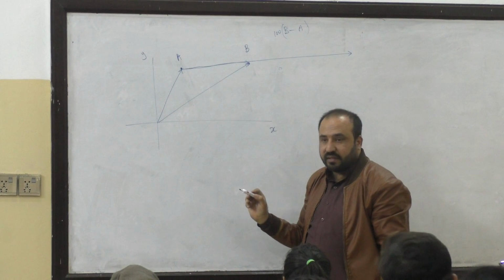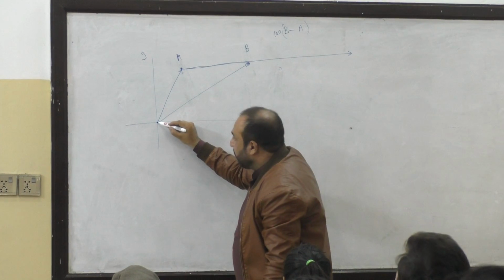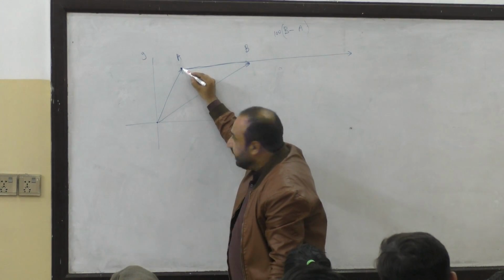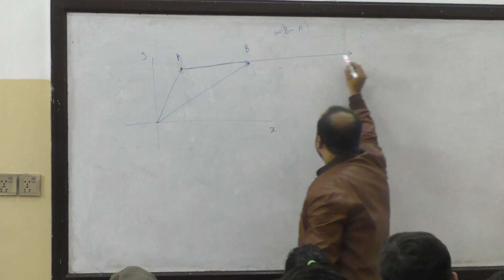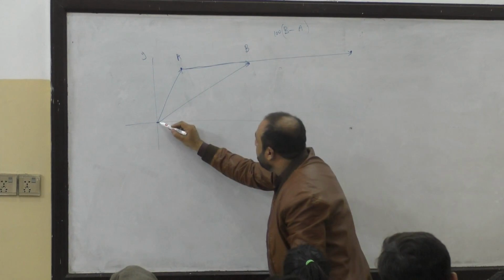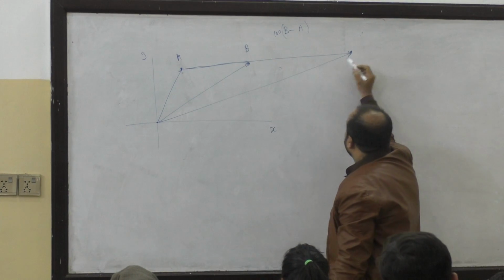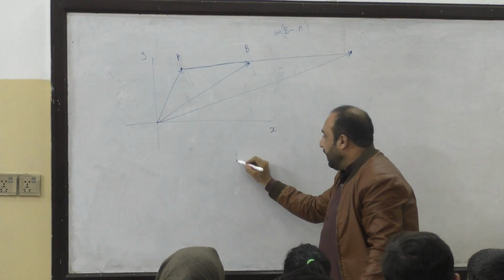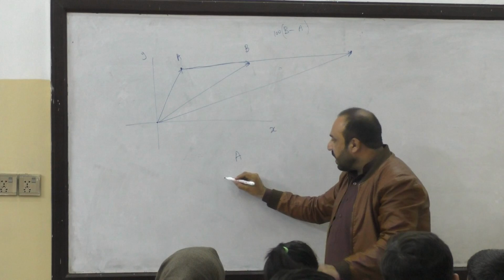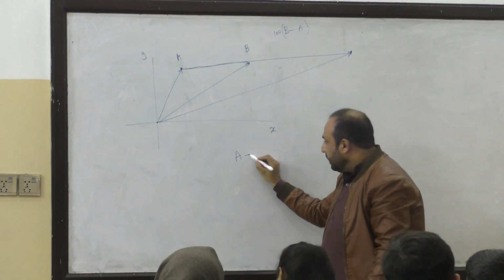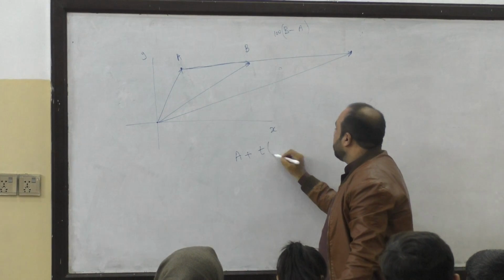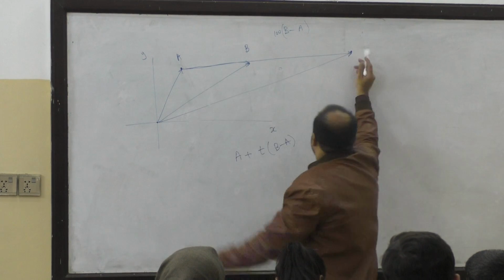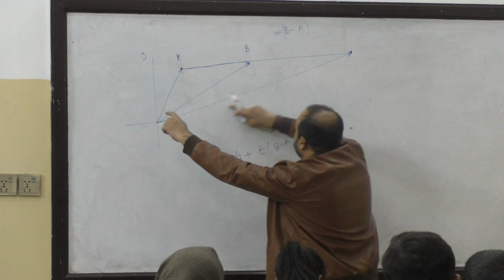Yes? I've scaled this. Now, if I start from origin, I reach A, and then from A, I reach here. Then from origin, I reach at a point that is on this line. Make sense? So I start from origin, I reach A. Then I take t steps in this direction.